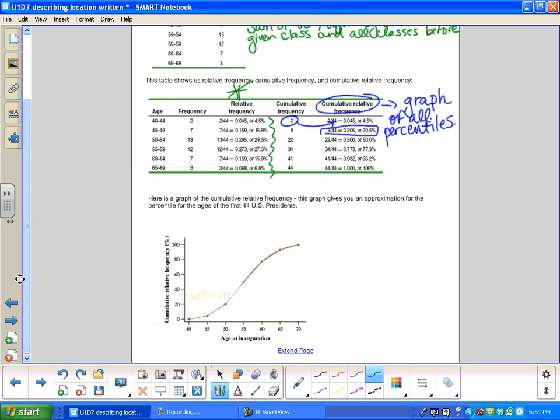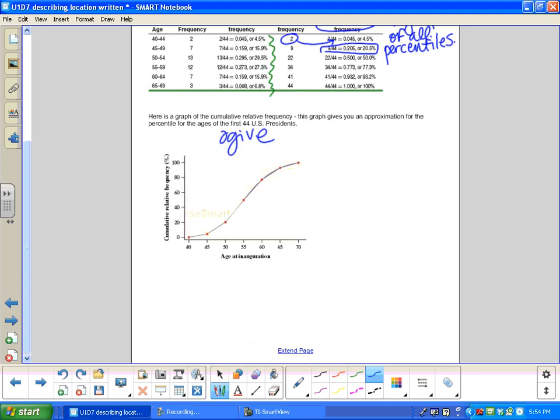So here we have a graph of the cumulative relative frequency. This is an ogive. An ogive can either just be cumulative frequency or it can be cumulative relative frequency. It doesn't matter. So let's think of a couple things that we could do with this. What if we wanted to estimate the percentile for age 55?